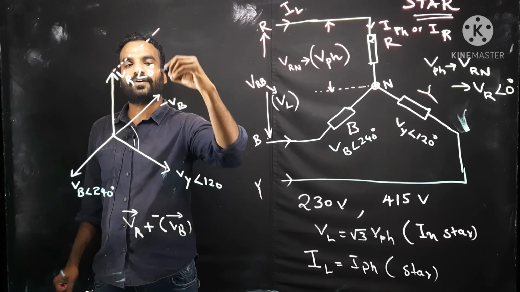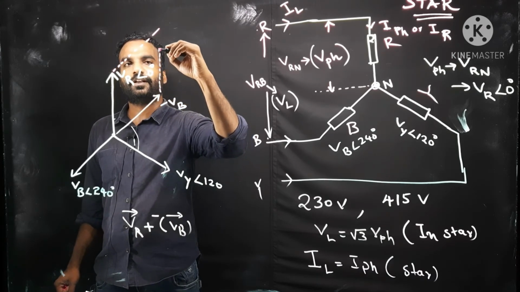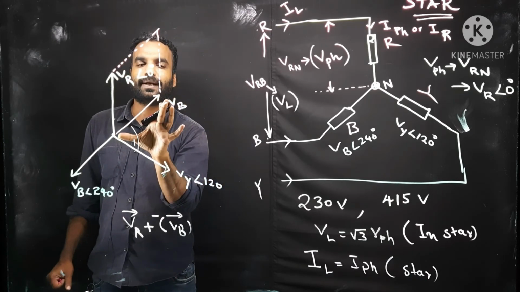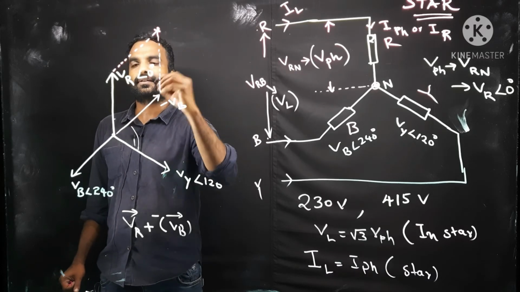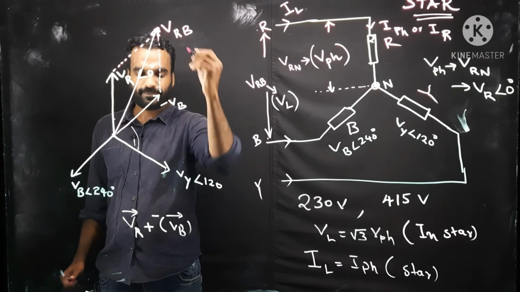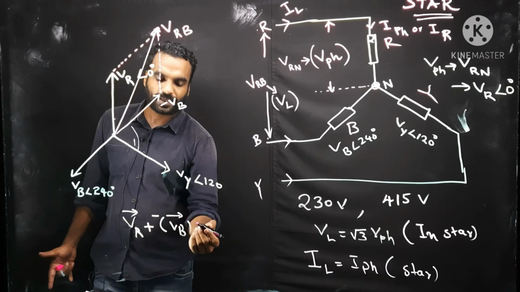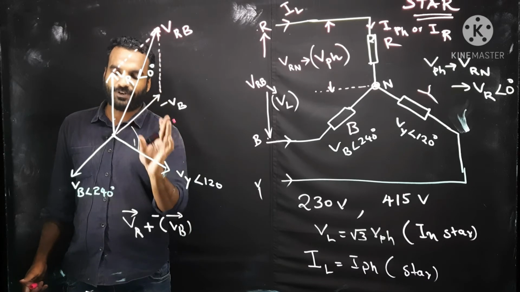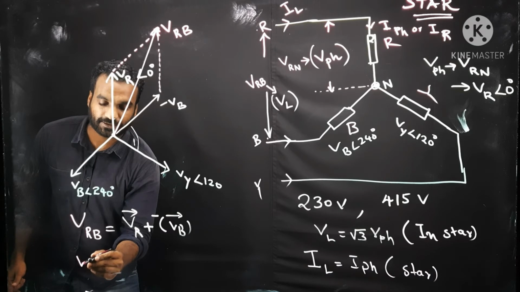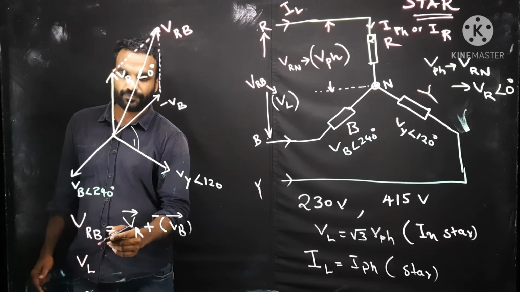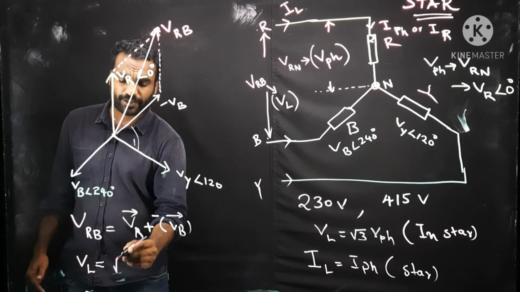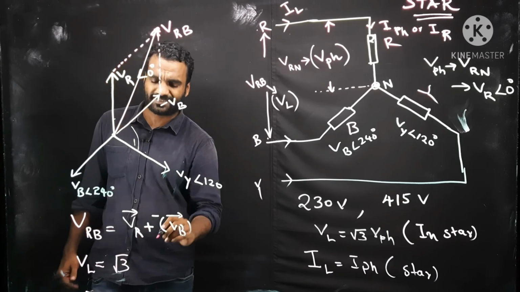How can I find the vector resultant? I hope everybody knows the parallelogram law. Draw a parallel line for VR and draw a parallel line for minus VB. They will meet here. This will be the resultant, VRB. So VR and VB are phase voltages, but VRB is the line voltage. From the magnitude you can see V line is higher. There is a derivation also, but it is not needed in this syllabus.